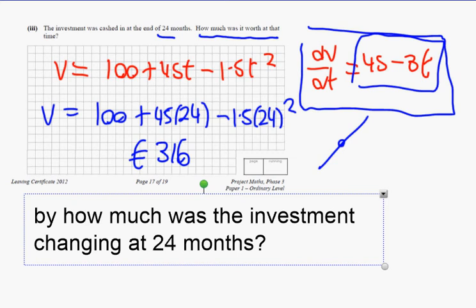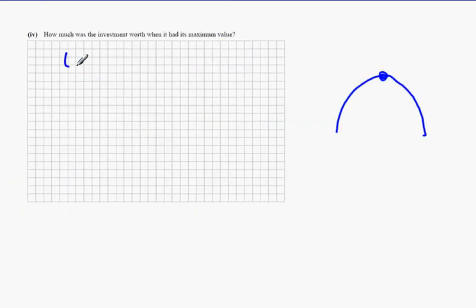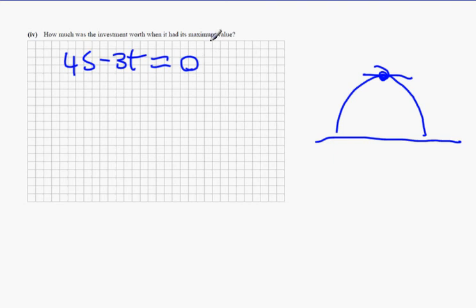So what happens at the top when all of a sudden the slope is parallel to the x-axis? What is the slope of the line when it's going directly across? 0. So at the maximum value the slope equals 0. And then what happens? Bring over. Get t on its own. 45 equals 3t, and t equals 15.